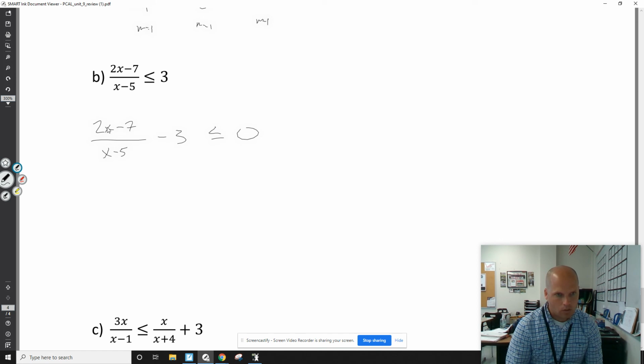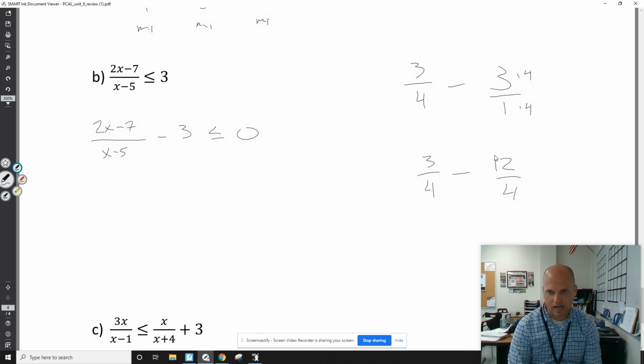Now, to be able to get some fraction less than or equal to 0, we need to give this a common denominator. Now, let's recall common denominators. If I have like 3/4 minus 3, what do I have to do to subtract 3 from 3/4? Well, I have to turn this 3 into a fraction, multiply the top and bottom by 4 so that I don't change it, but I make it look different.